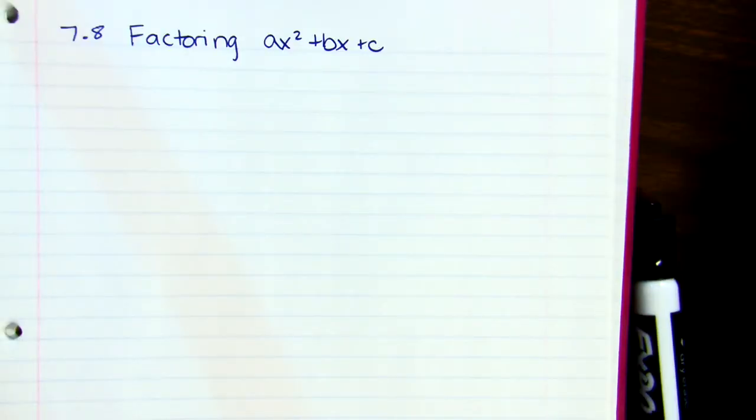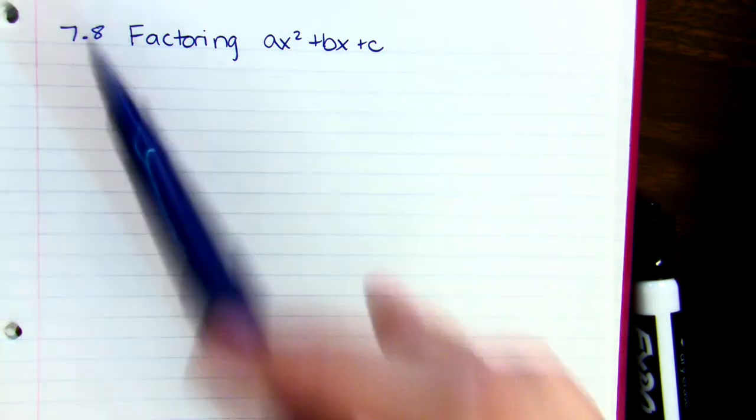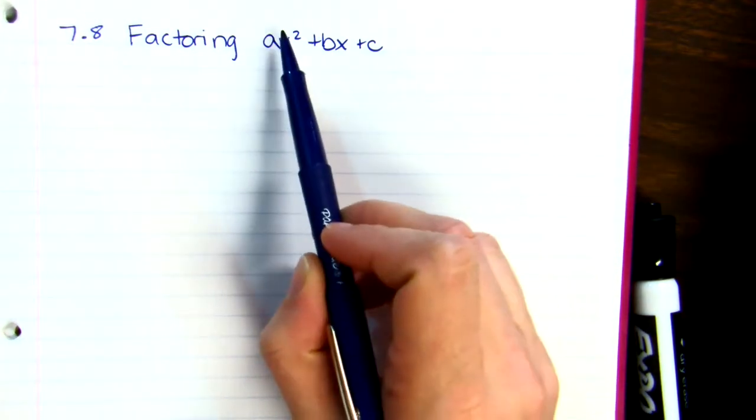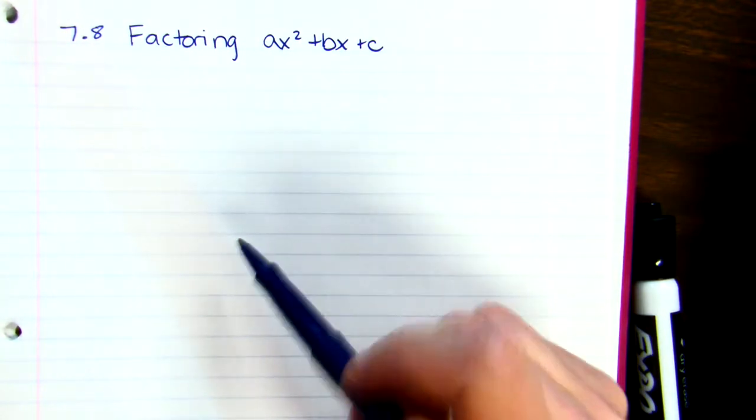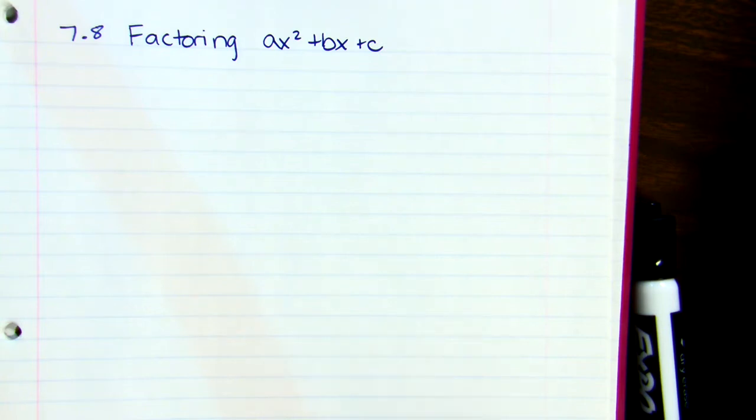Okay, so we're going to start 7.8, which is factoring ax squared plus bx plus c. So you'll see this looks a lot like what you did in 7.7, but now you're going to have a coefficient on that first squared term, which makes things just a little trickier.